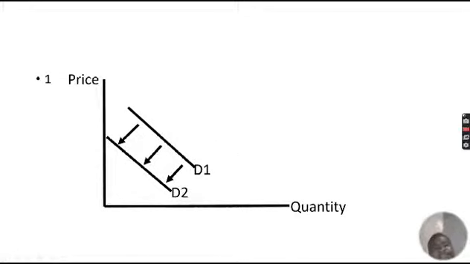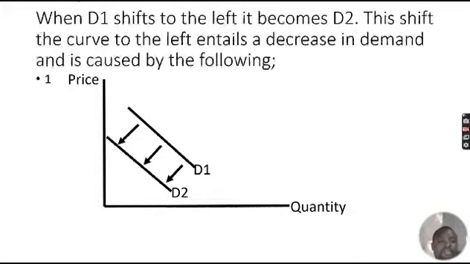Okay, let's talk about this. Can you see properly? So one line, D3, has disappeared. What does that mean?